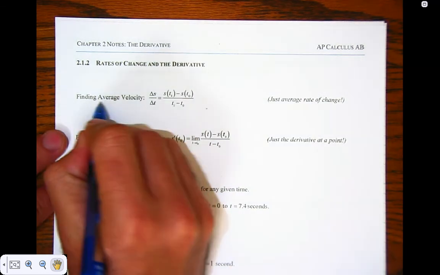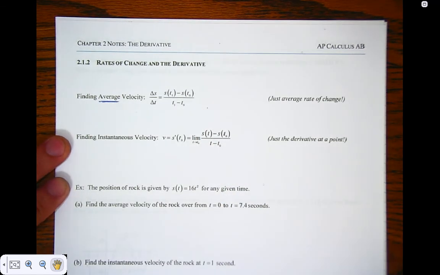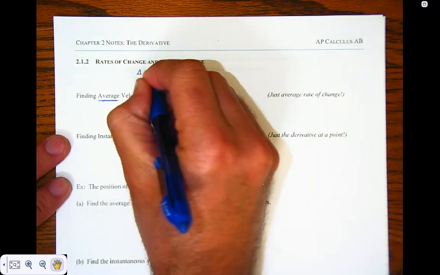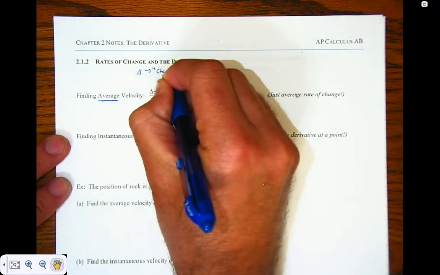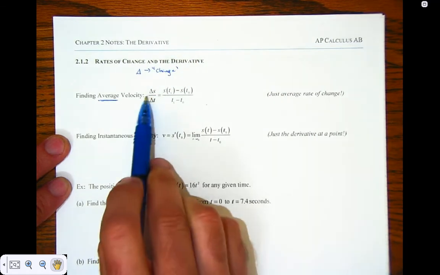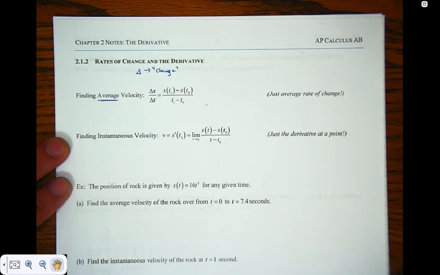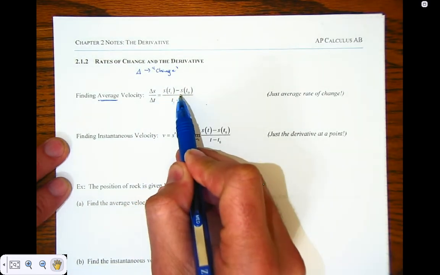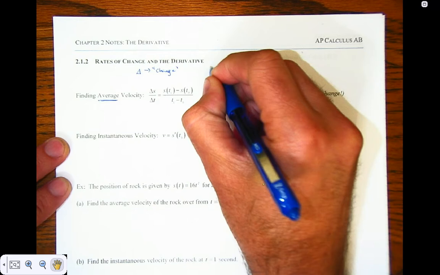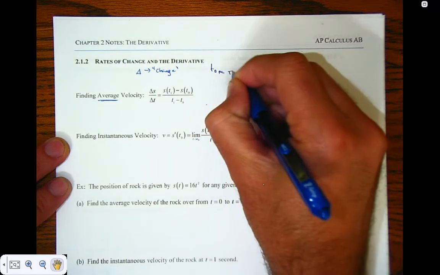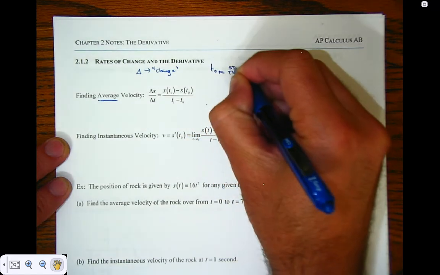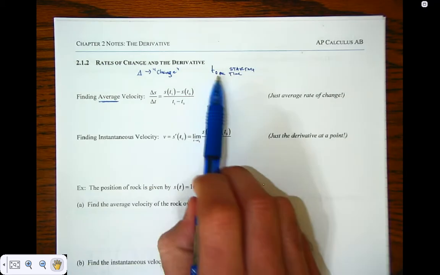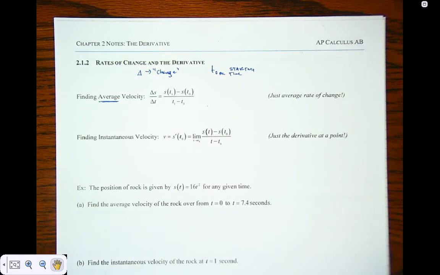The average velocity, right? That's not calculus. There are no limits there. This is just fancy notation. Delta is change. So this is the change in position over the change in time. We find the position at some time and subtract the position at time zero, or starting time. In physics, this would be the initial time or the initial position.